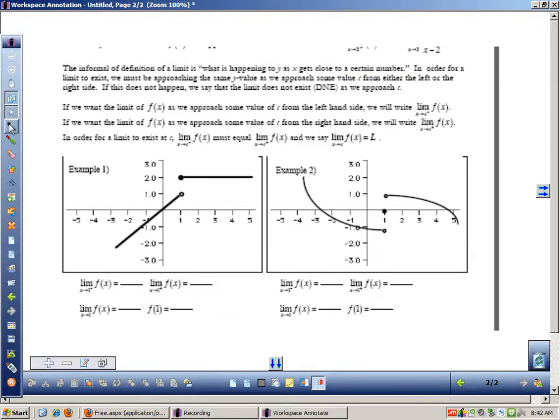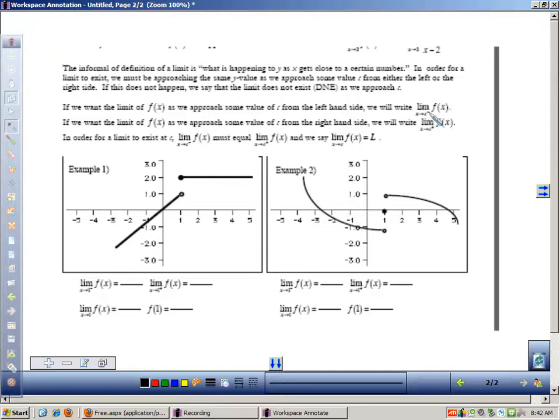So again, what we're interested in is what happens to the function as we get close to a certain number. In order for our limit to exist, that limit has to be the same coming from the right and the left. We say that we're interested in the limit as x approaches some number, c, and the little minus sign tells us we're coming from the left-hand side.